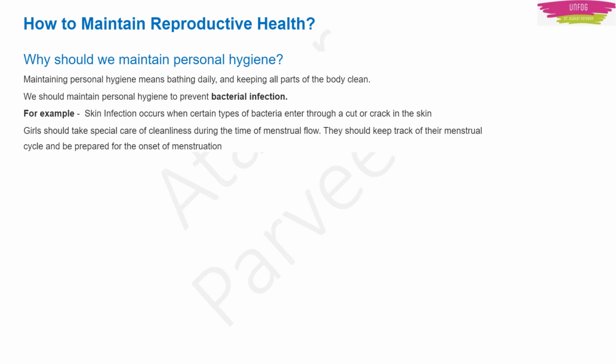So in this situation, girls should take more care of cleanliness, especially during the time of the menstrual cycle, correct? So they should keep track of their menstrual cycle, and they need to be prepared with the onset of menstruation. Okay, actually this chapter is taught in high school, because that is the right time for children to know about all this.